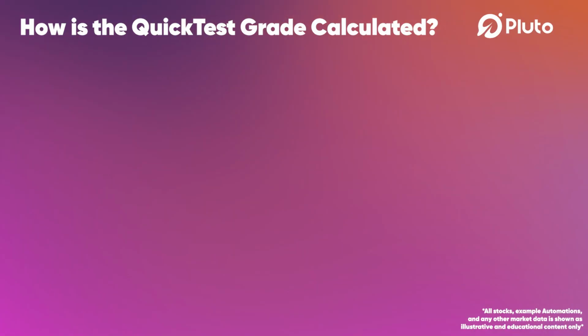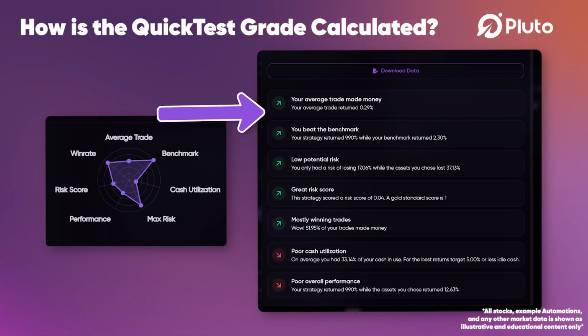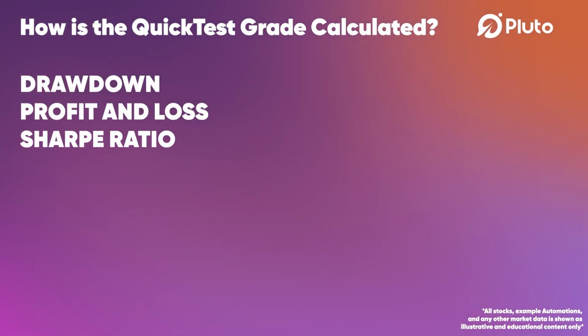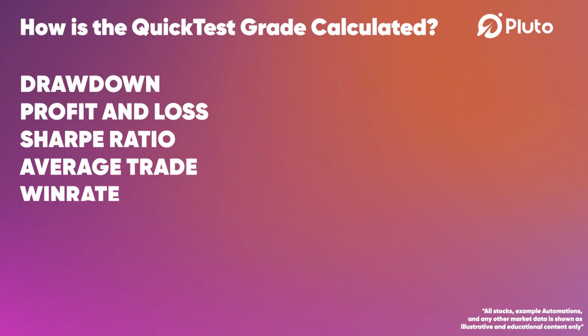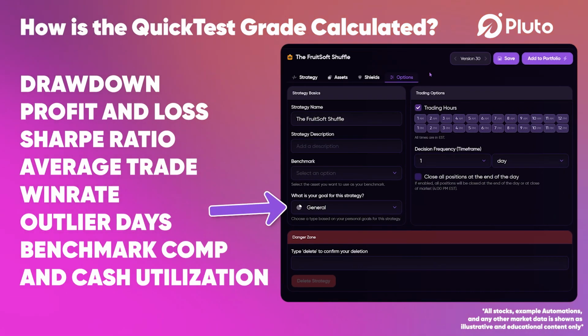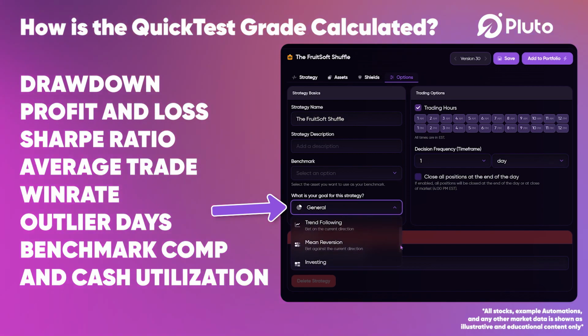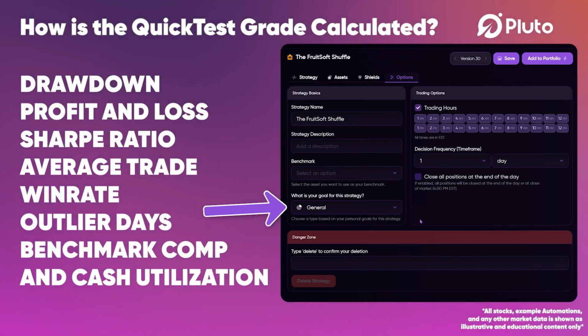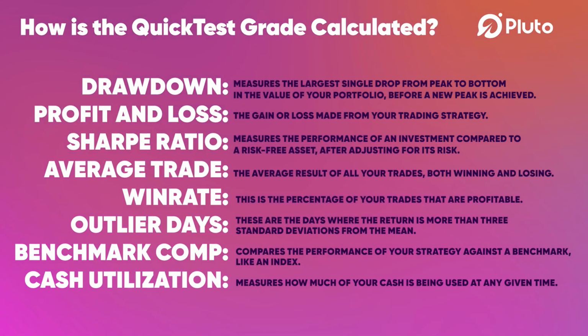The Quicktest grade is computed based on a variety of performance metrics, such as drawdown, profit and loss, Sharpe ratio, average trade, and many others. The importance of each metric depends on the strategy type that you're building and testing. Strategy types like general, trend following, mean reversion, investing, or scalping all slightly emphasize the importance of some metrics over others. Familiarize yourself with these metrics that are used for evaluation.